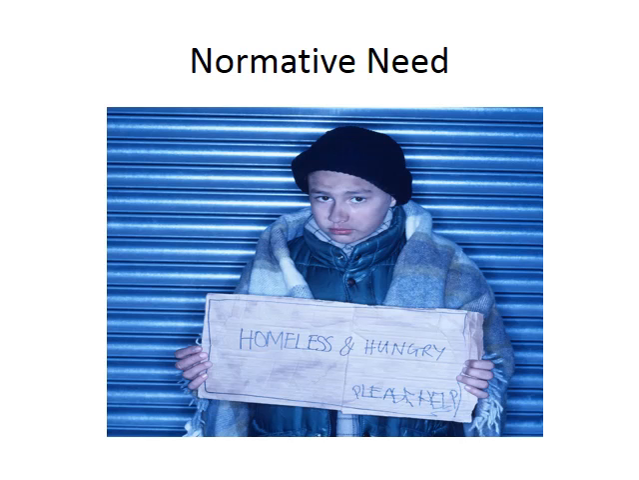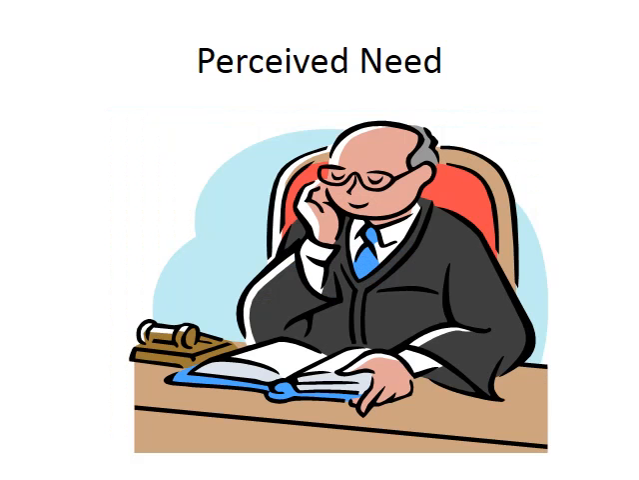First is normative need, and I decided to use this picture of the homeless boy. He says homeless and hungry, and I decided to use this picture because it's living below a certain set of standards established by usually the federal government, and clearly this young man is living well below the established poverty line as established by the federal government.